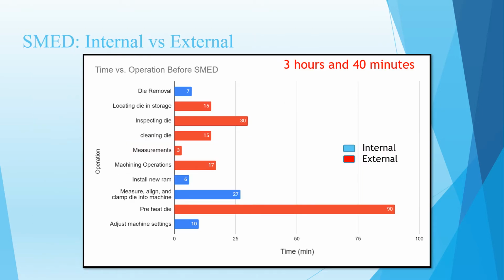The current changeover was observed to take 3 hours and 40 minutes. The time spent on each element was graphed in minutes and then identified as an internal or external process. Blue was used for internal and red for external. From the chart, it was confirmed that the die preheating stage requires the greatest amount of time.